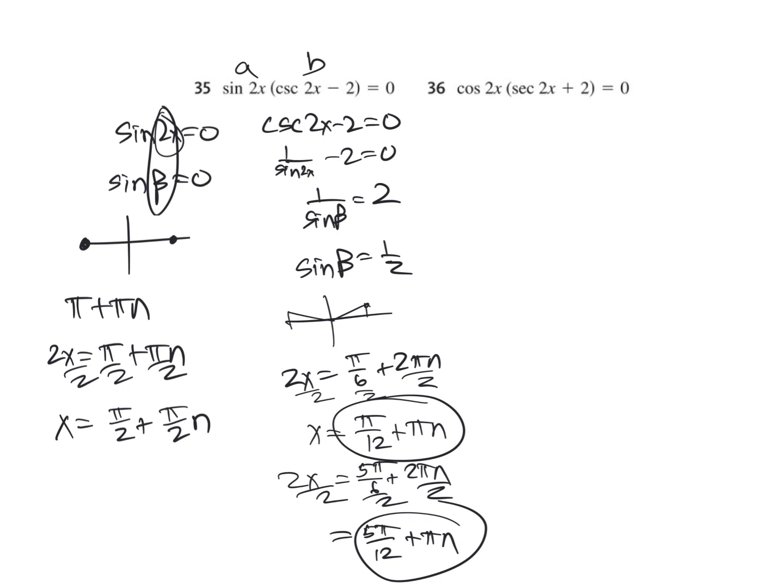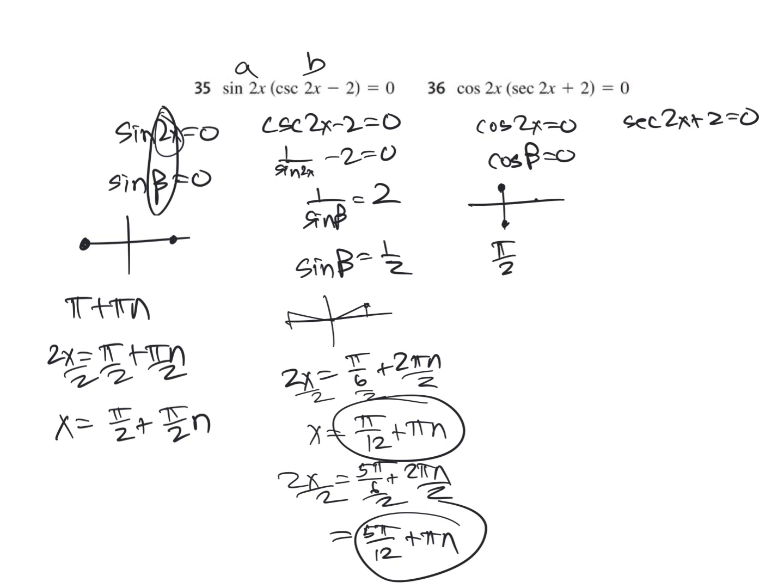So those are your answers for 35. 36. So the cosine of 2x equals 0, and the secant 2x plus 2 equals 0. So we'll just say the cosine of beta equals 0. Where does x equal 0? X equals 0 at pi over 2 and 3 pi over 2.